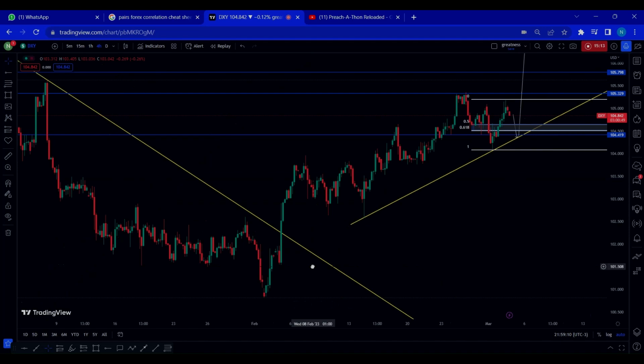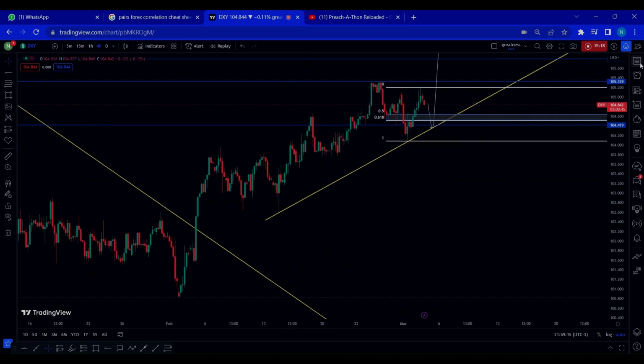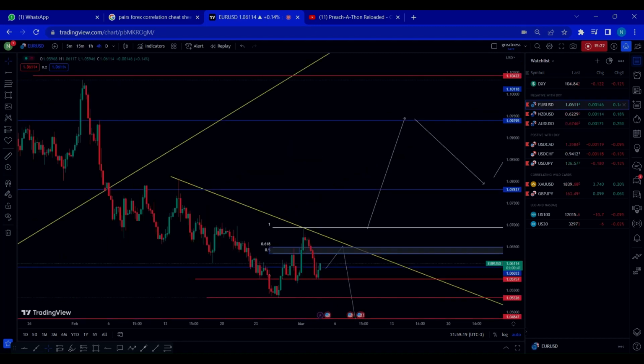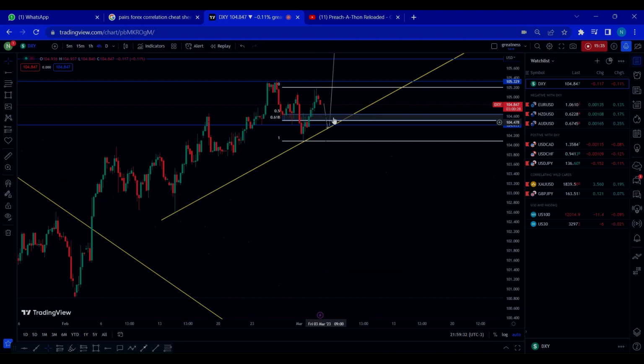the DXY. Remember, Euro USD is selling, right? Since Euro USD is selling, I want you to see this. Euro USD, what am I expecting? I'm expecting buy opportunities on the trend line on Euro USD. And I said I'm looking for what? I'm looking for sells, right? This is the trend line. Isn't this the same as the DXY? Look at this. Isn't this the same as the DXY?